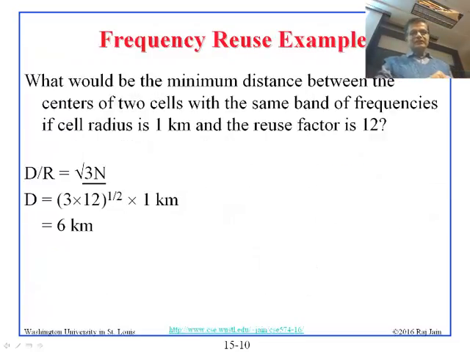Frequency reuse example. Here is an example: the cell radius is 1 kilometer and the reuse factor is 12, what is the distance? So you are transmitting only in 1 kilometer. So after 6 kilometers, the same frequency will be used. The same frequency will be reused after 6 kilometers. Capital D is 6 kilometers. And you get that 6 kilometers by this formula, square root of 3n. 3 times n is 12, so 36. Square root is easy, 6.